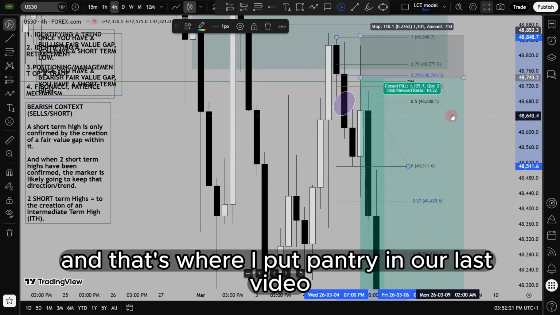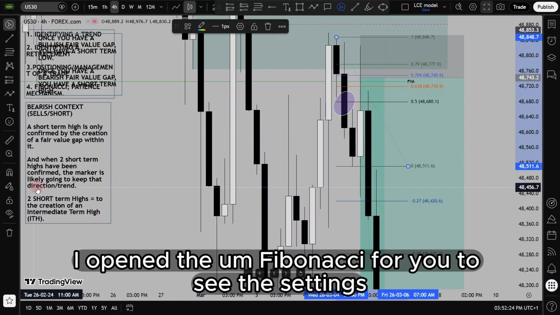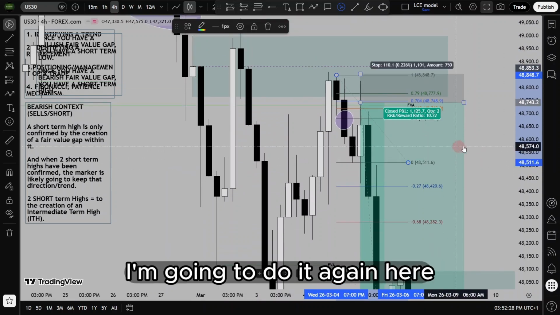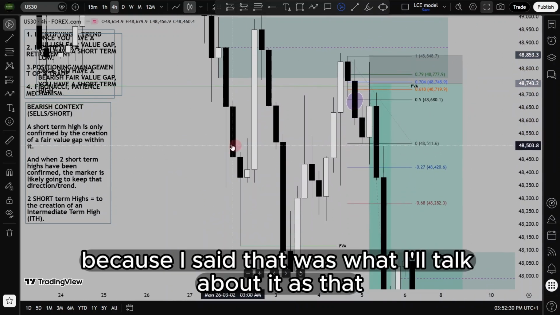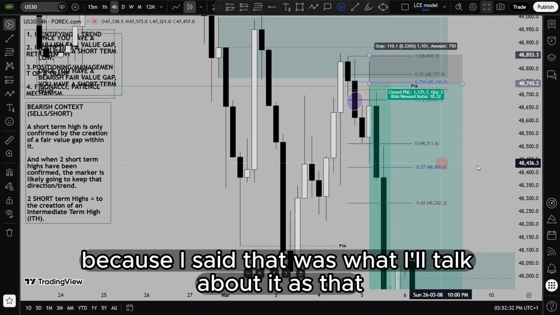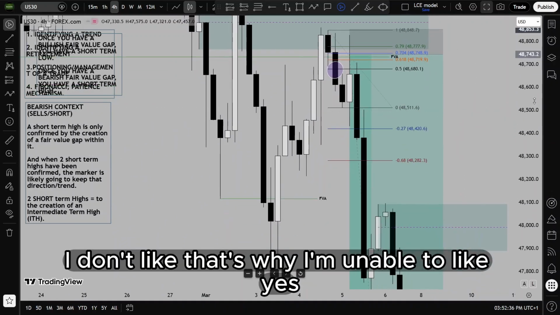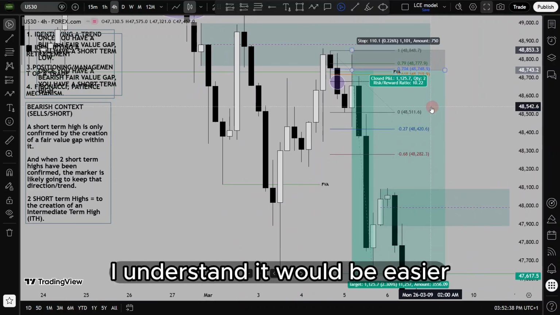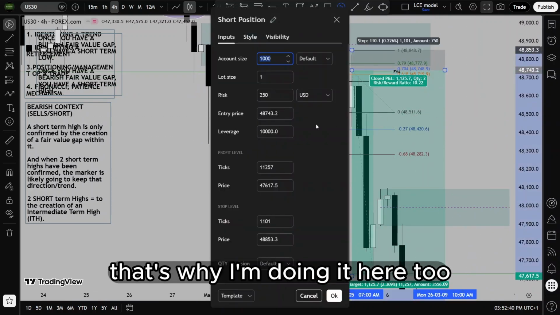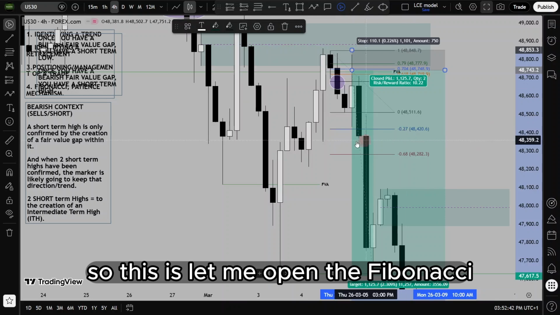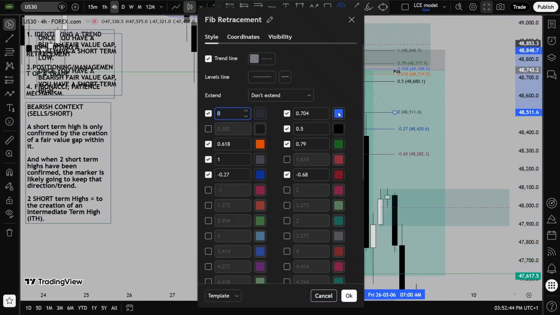In our last video, I opened the Fibonacci for you to see the settings. I'm going to do it again here. If you don't have the last video, you're unable to set it up. I understand. It will be easier, that's why I'm doing it here too. So let me open the Fibonacci.